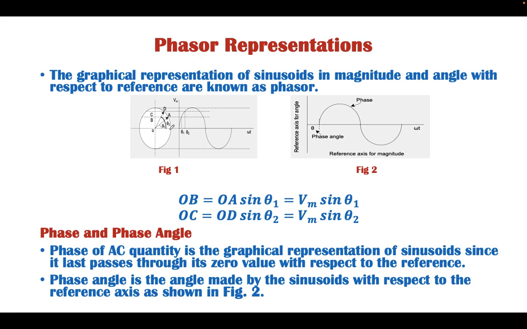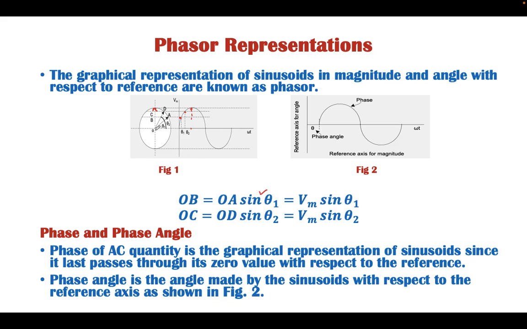Phasor representation. Here let me consider that at an angle of theta 1 the magnitude of the quantity was this one, whereas at angle theta 2 the magnitude of the quantity was this one. Let it be V1 and V2. At 90 degrees, the magnitude of the quantity is maximum for this sine function, because here we consider this is a sine function.